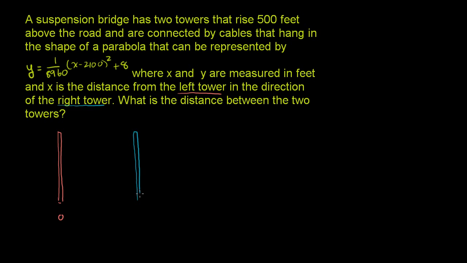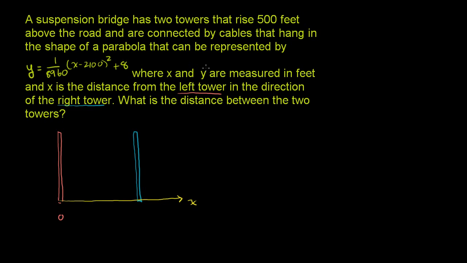They're both 500 feet high. The right tower is right over there, and we don't know where it is. That's what we have to figure out, the distance between the two. We just need to know that x is measuring the distance from the left tower in the direction of the right tower. So it's just like our traditional coordinate plane. If you say x is equal to a million feet, you're going to get something way beyond that second tower. If you say x is 1 foot, you're going to get something in the direction of the second tower from the left tower.